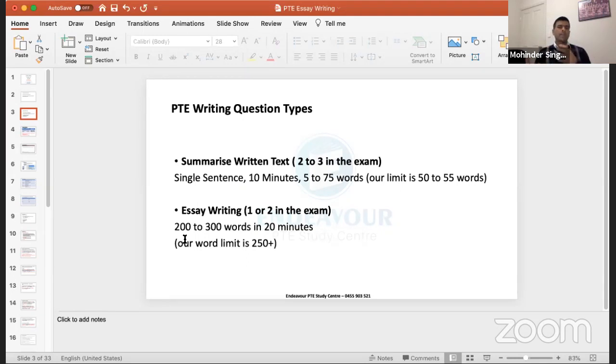So sometimes they mix and match. They give you one summarized written text, but they give you two essays. Sometimes they give you two summarized written texts and one essay. One of our students was in class yesterday to share his experience.